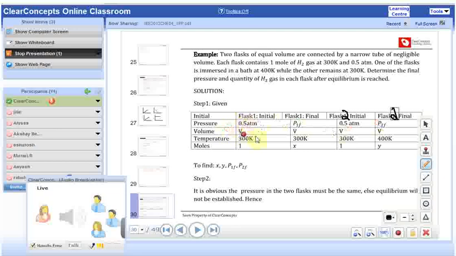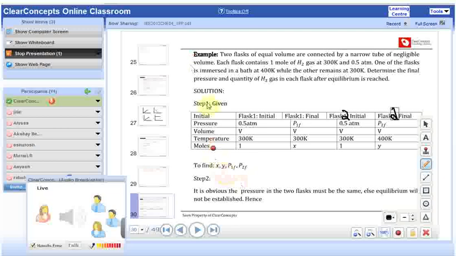Volume: initially the flasks are assumed to be inflexible and therefore the volume remains constant in both cases. Temperature: in one case it's 300, in the other 300 goes to 400. Initially there was 1 mole of gas in each of the flasks. Finally there's X moles of gas in the first flask and Y moles of gas in the second flask. That's what we're calling X and Y. What we need to find out is X, Y, P1 final, P2 final. The problem is now being defined.